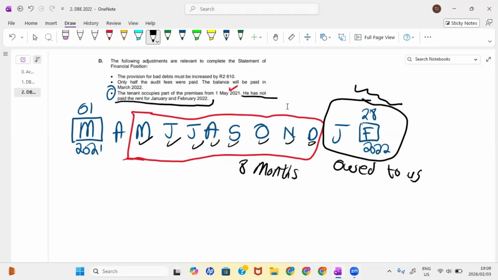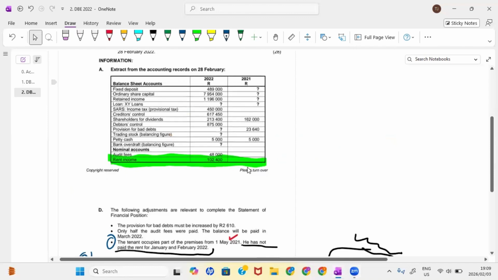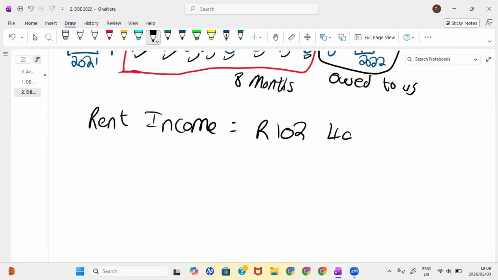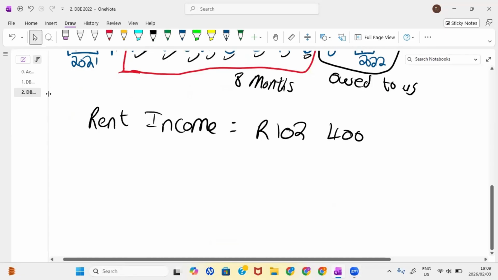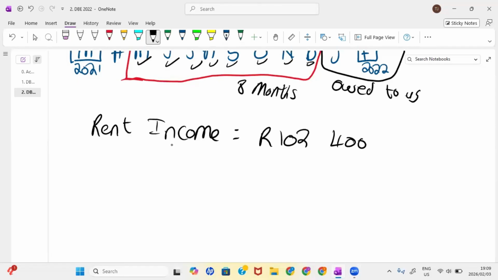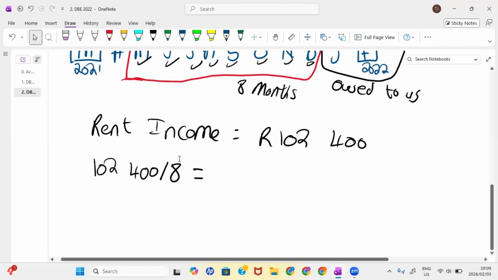And then how much was the amount that we have been given? 102,400 rands. That's the pre-adjustment amount. Né? Rent income, it was given for an amount of 102,400 rands. That's pre-adjustment. So simple what we're going to do now, we want to see per month, right? We will literally just say 102,400 rands divided by 8 months. What does that give us?